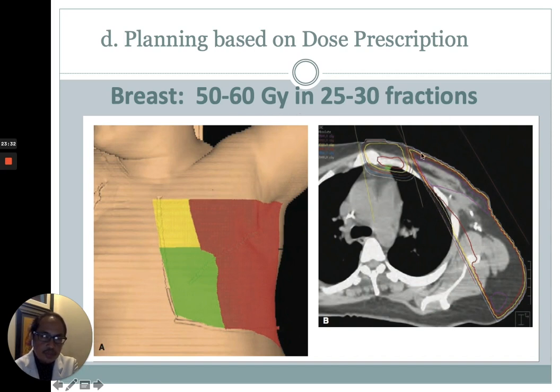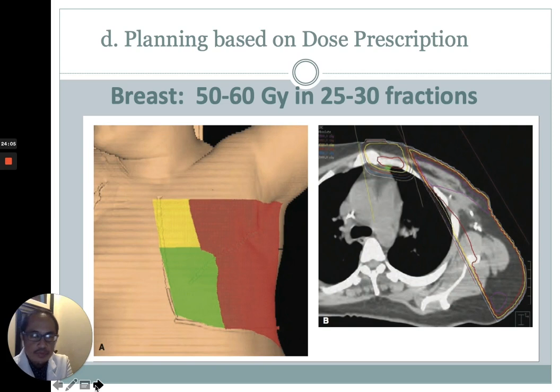Okay, but of course, when we're doing the planning, we have to avoid the normal structures here, which are the lungs, and here the heart. Okay, of course, the spinal cord and the esophagus. So that is the value of doing CT scan planning. So when we have already given a dose prescription, the medical physicist, who is our partner in doing these radiation therapy beams, would now create beams to target these areas and avoid the normal structures.